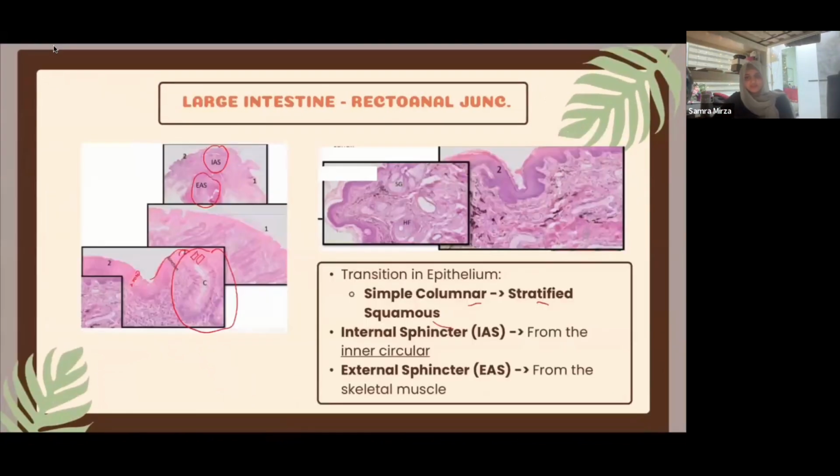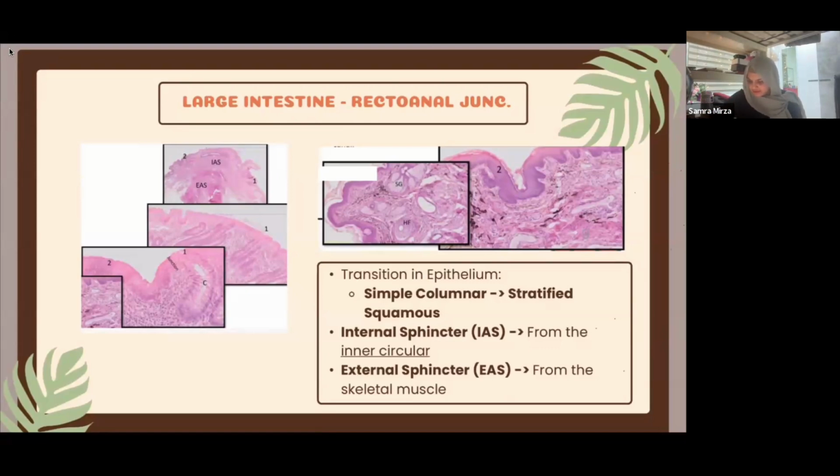Is the rectoanal junction clear? Okay. If there's any questions, you guys can ask. Okay. Sorry for the interruption, guys.